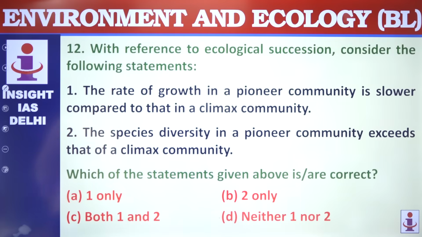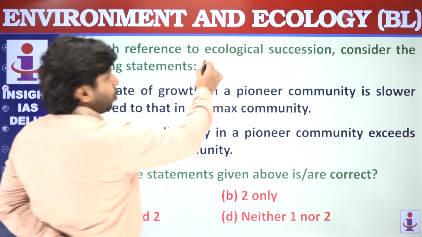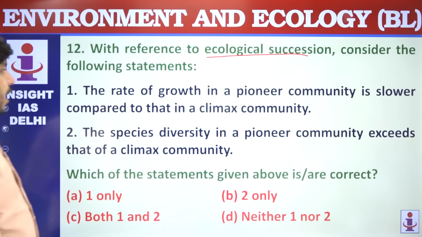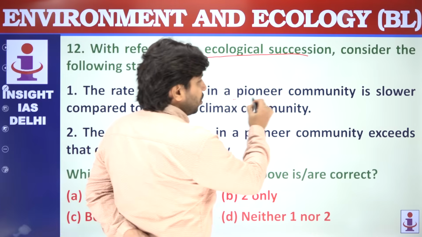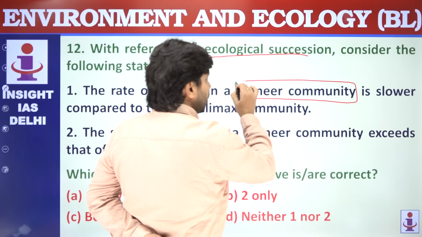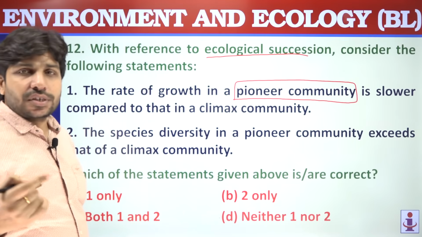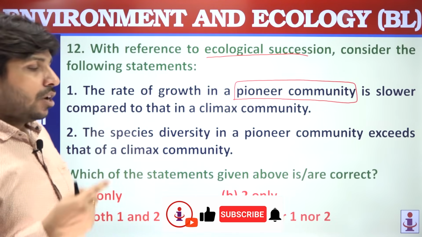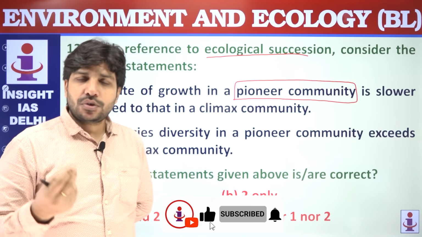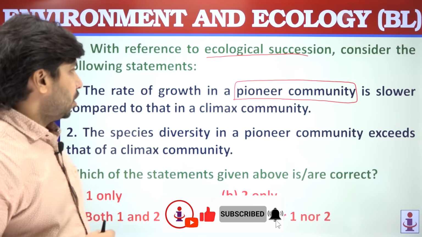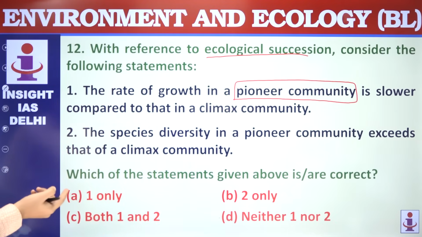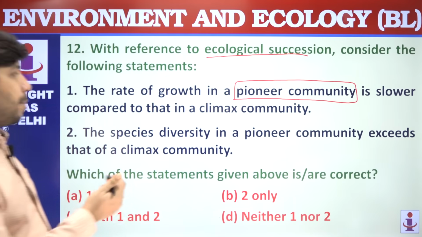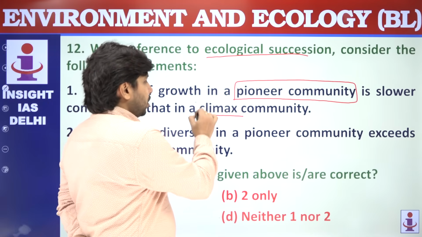Next question is, again, one more question regarding ecological succession. The rate of growth in a pioneer community. Pioneer community means the community which is colonizing a particular area for the first time. Means the primary succession का part है pioneer community. For example, we just saw the lichens. So lichens will be called pioneer community. Is slower compared to that in a climax community. Climax community is the end community.